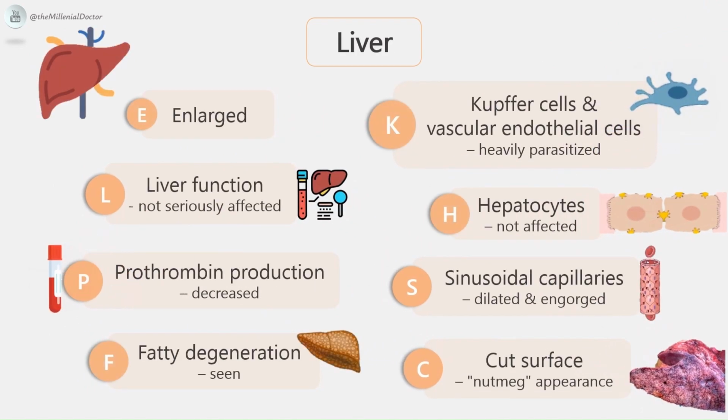Next, liver. The liver is enlarged. The Kupffer cells and vascular endothelial cells are heavily parasitized, but hepatocytes are not affected. Liver function is therefore not seriously affected, although prothrombin production is commonly decreased. The sinusoidal capillaries are dilated and engorged. Some degree of fatty degeneration is seen. The cut surface may show a nutmeg appearance.